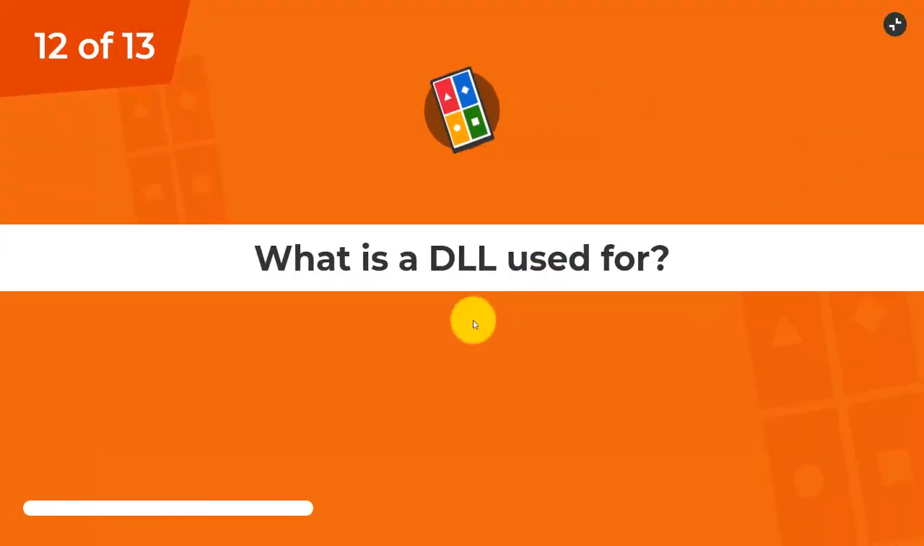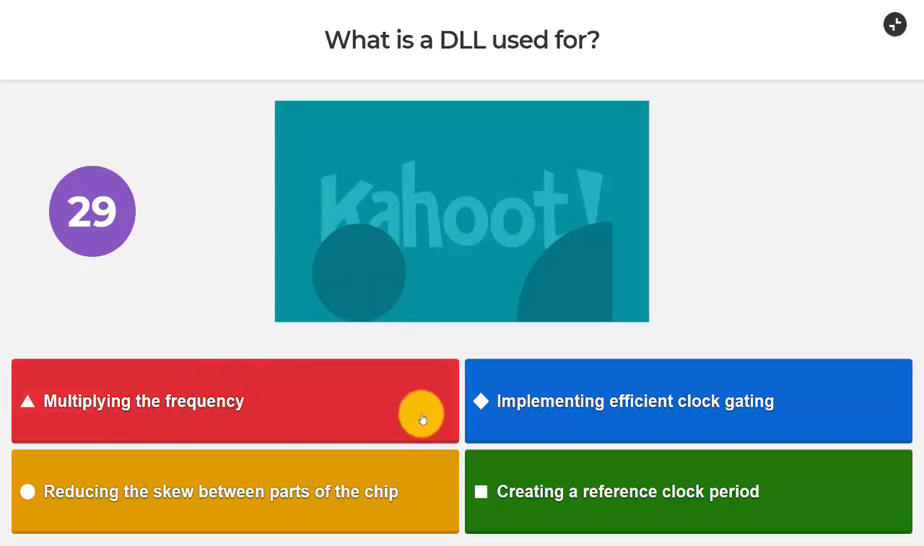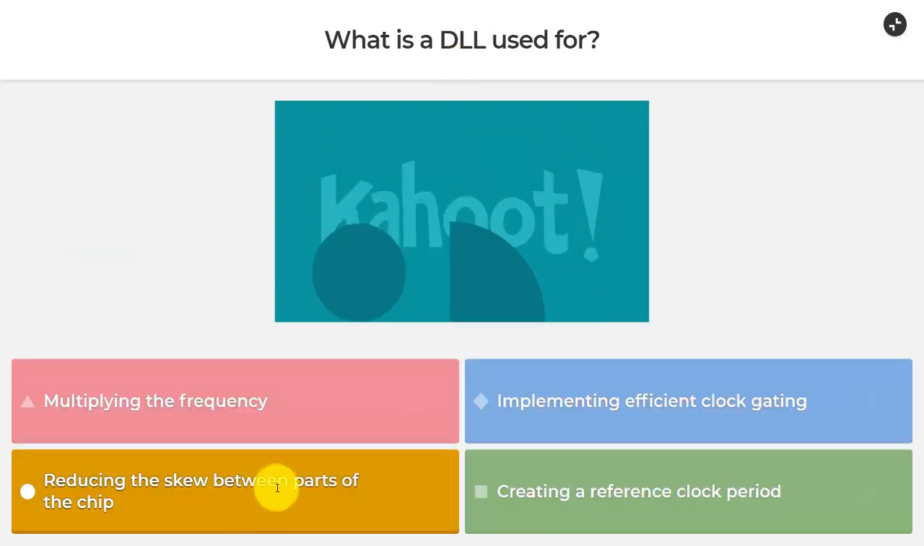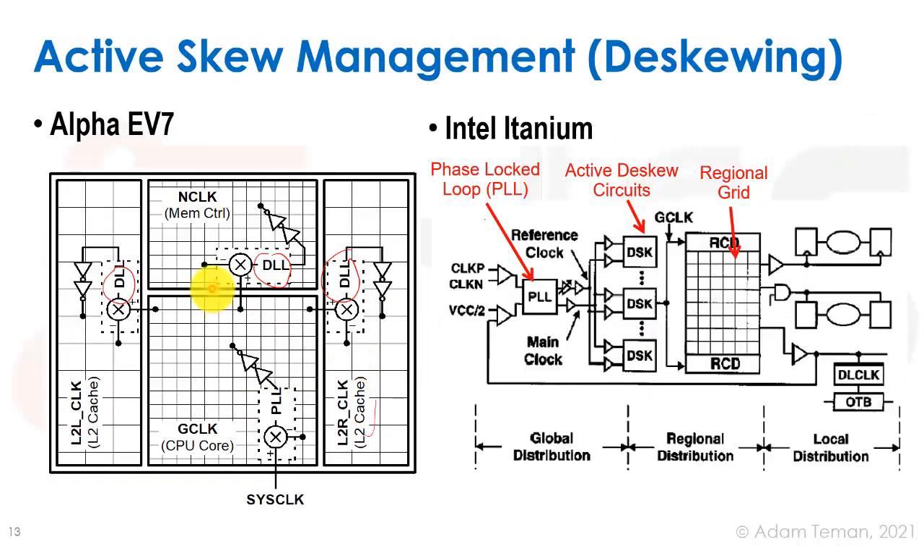Question number 12. What is a DLL used for? Multiplying the frequency, implementing efficient clock gating, reducing the skew between parts of the chip, or creating a reference clock period. Well, a DLL is a delay locked loop, and what it does is reduce skew between parts of the chip. So let's go back to that, and we said that clock trees, clock meshes, and so forth are used to reduce the skew between the sinks.